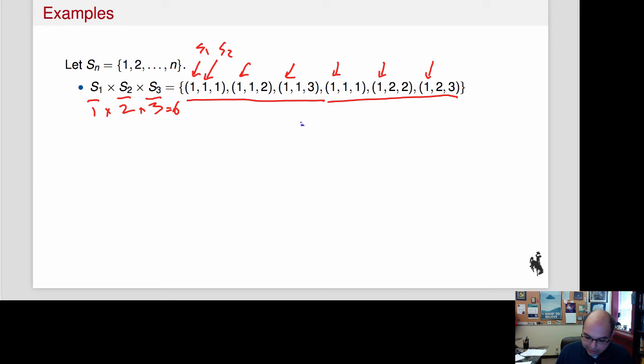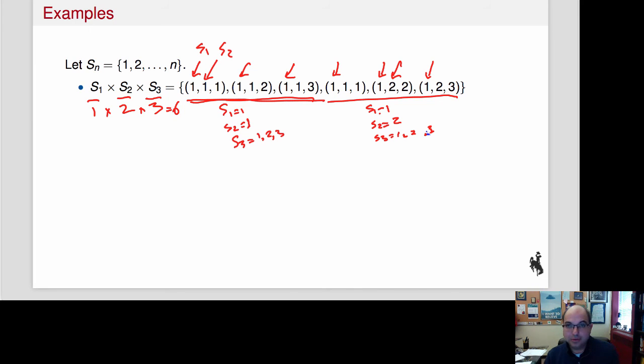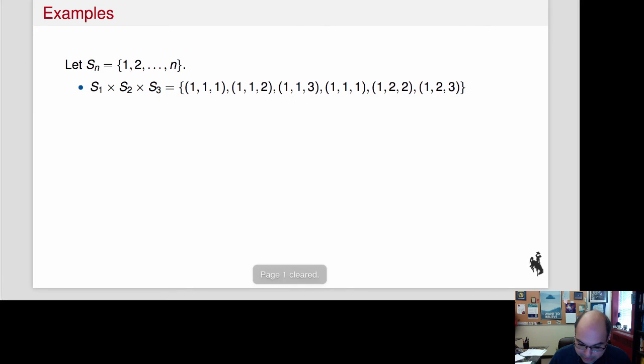So S1 is 1, S2 we're just going to get the element 1, okay, and then S3 is 1, 2, 3. Then we do it here. S1 will get 1, S2 will get 2, and S3 we get 1, 2, 3. Okay, so that's just the way that I enumerate them. Think of it as a nested loop, right? So here I have 3 nested loops. That's the easy way of enumerating elements of a cross product.